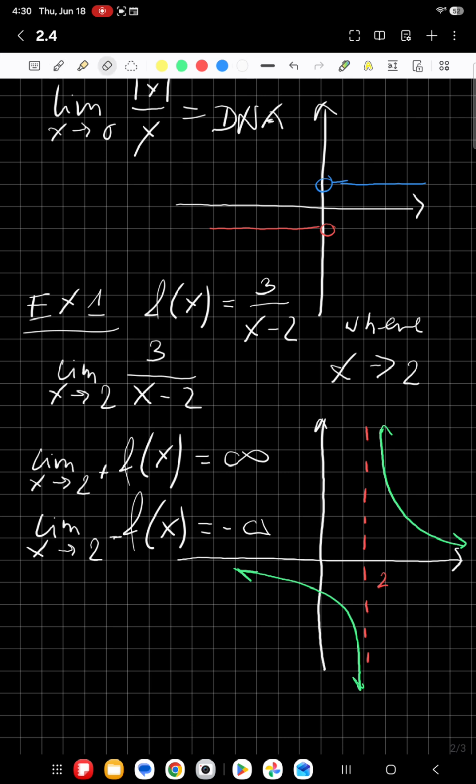It's similar to this example here. When I approach my number c, 0 in this case, from the right, the value is 1. Approach from the left, the value is negative 1. So I get from left and right 2 different numbers. Infinities are not really numbers, but we could pretend they are.